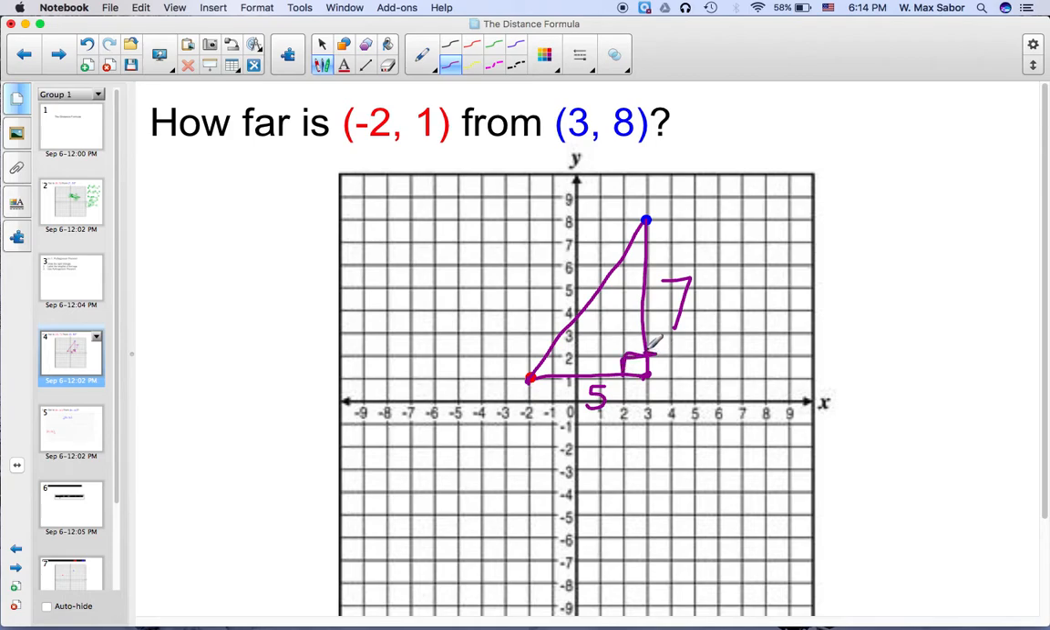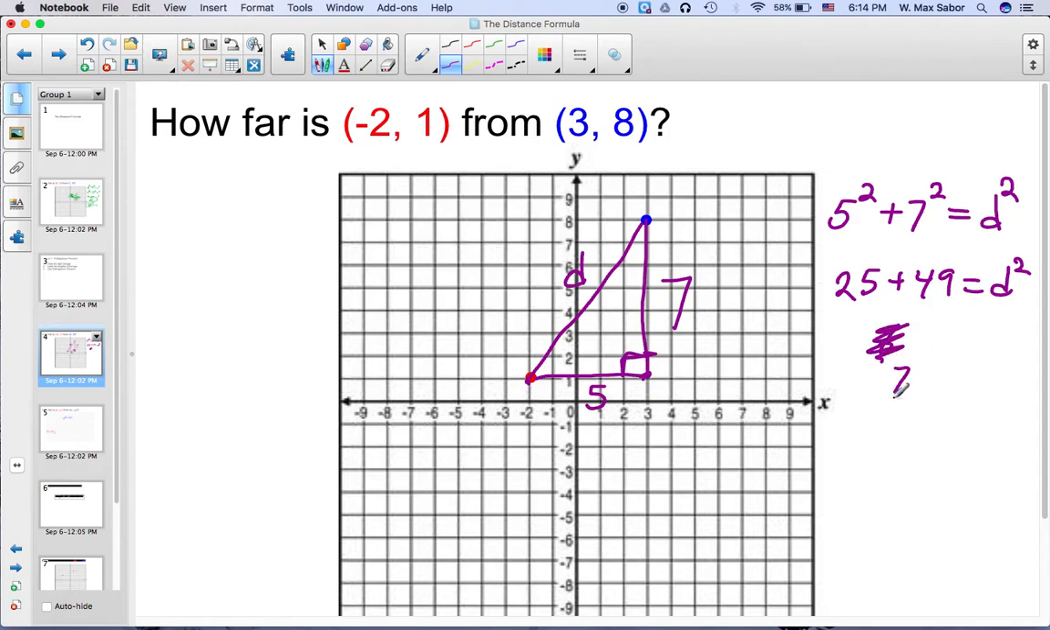And because this is a right triangle, we can do Pythagorean theorem with 5 squared plus 7 squared equals our distance squared. I'm going to use d just because we're calculating distance. So 25 plus 49. 25 plus 49 is 74. And d is the square root of 74.